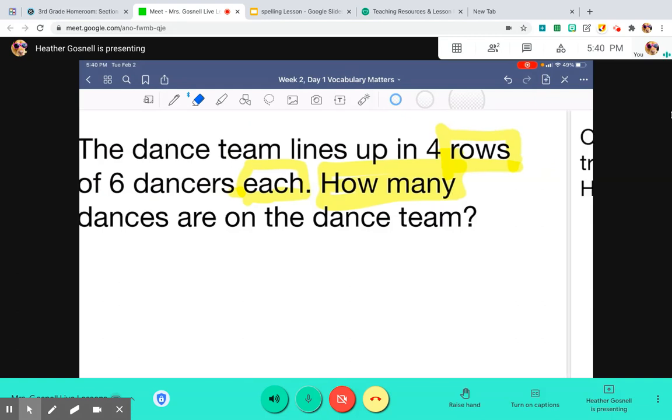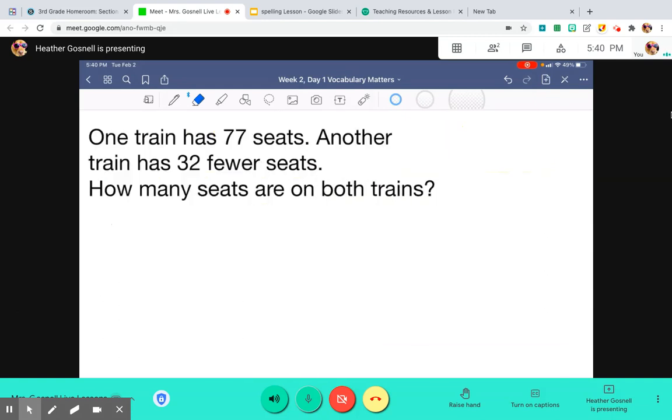So we're just flipping through these, finding those key action words or things that could be add-ons to the action words we already talked about. Here's "fewer." Oh, fewer. The train has 77 seats. Hey, that's a total. I start with the total. I bet I'm going to have to subtract because I see the word fewer. Another train has 32 fewer seats. How many seats are on both trains?